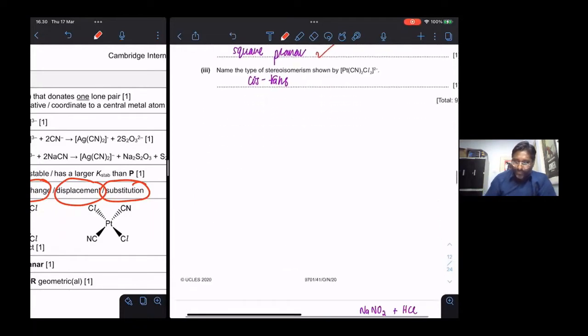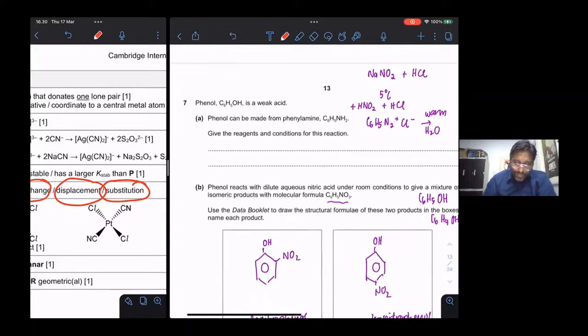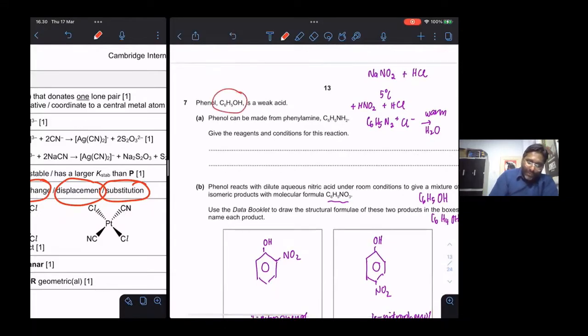Okay, so I will move forward. Now, question number 7. They say that phenol is a weak acid. Yes, correct, phenol is a weak acid. Phenol can be made from phenylamine. Give the reagent and condition for this reaction.